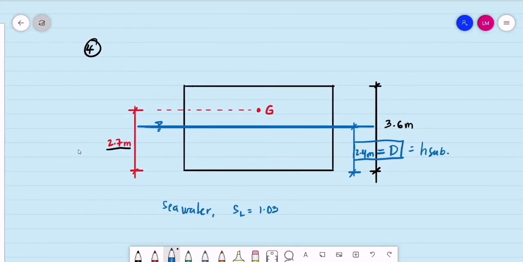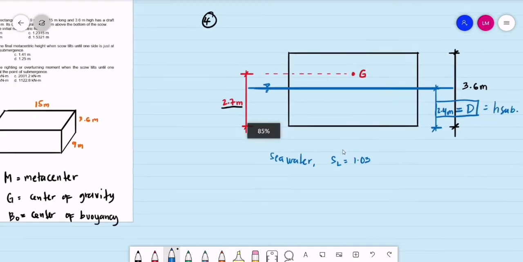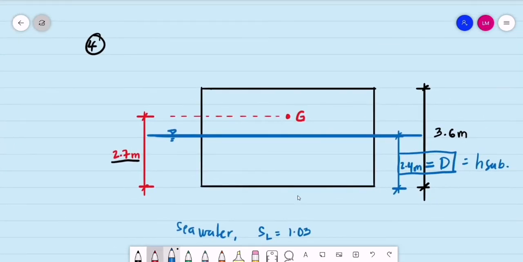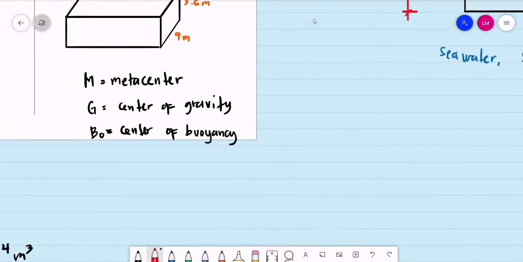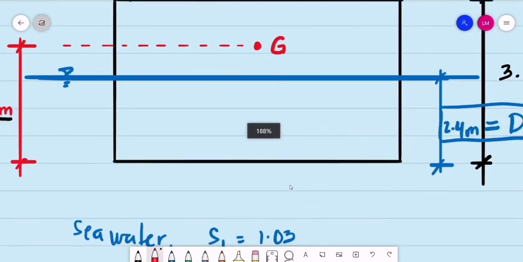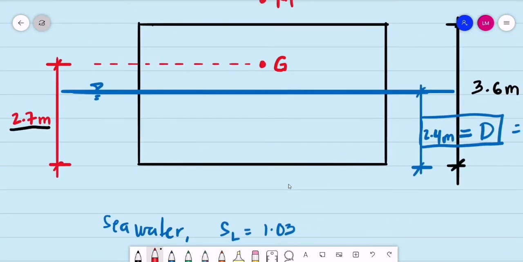Saan natin ilalagay yung mga points na yon? Una, yung metacenter, i-assume natin na nasa taas siya. Ito yung point M, that is the metacenter. Yung center of buoyancy naman, the B sub O, ito yung mid-height nung nakalubog na volume. Nakalubog siya ng depth na 2.4 meters, kalahati nito is obviously 1.2 meters. Mula sa ilalim ng scow, yung center of buoyancy ay nasa 1.2 meters.